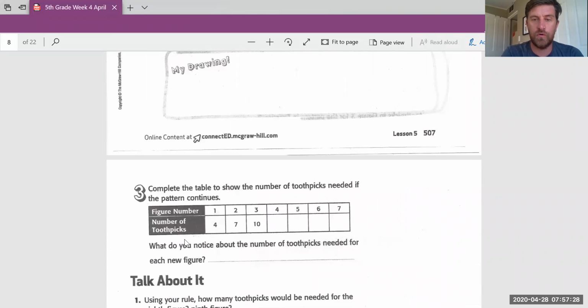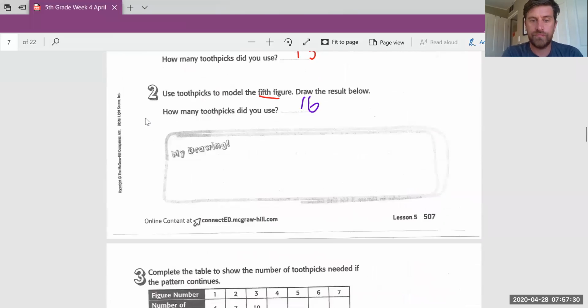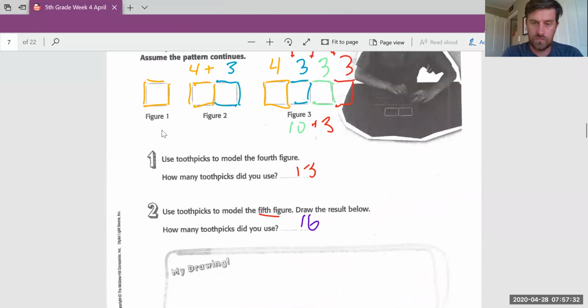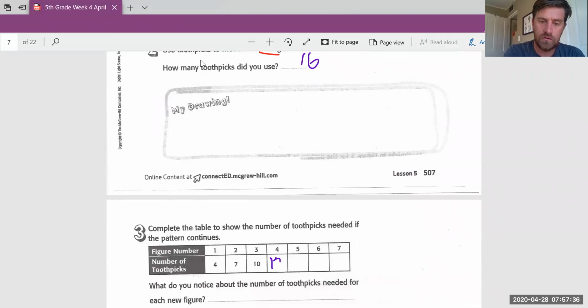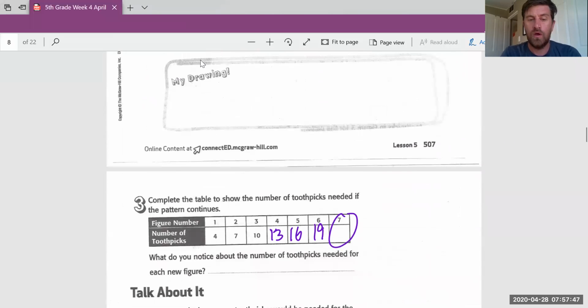Complete the table. So fourth pattern, sorry, trackpad is moving really slow. 13, then we added another 3. So this one would be, yep, you got it, 19. And I'll let you figure out that one on your own.